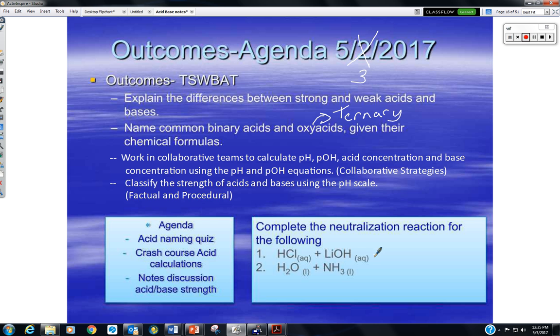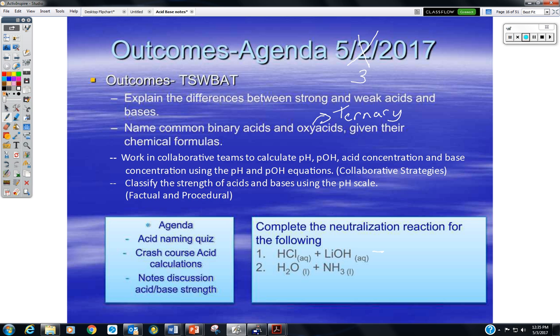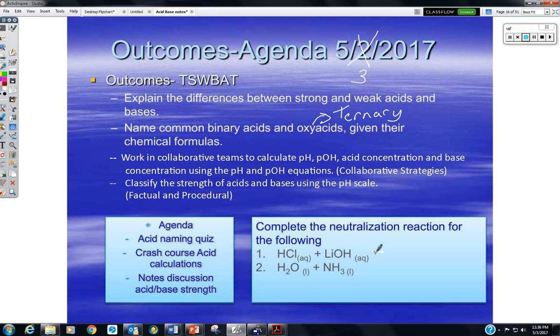Alright, so looking at our opening question for today, and I'm going to choose different color ink real quick. We have to complete these reactions between an acid and a base. First thing, we need to identify which one is the acid and which one is the base. Remember that the acid is the one that's going to donate the proton, or give away its hydrogen. So HCl is the acid here.